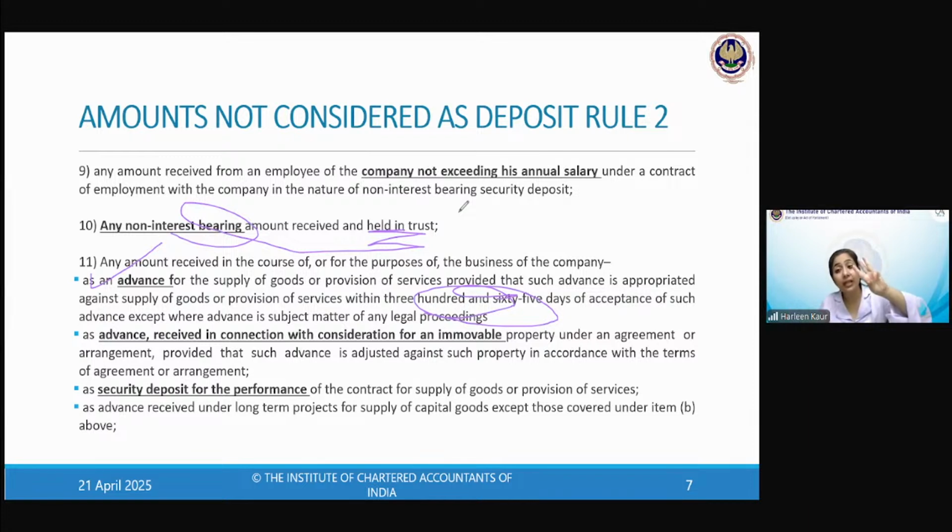If it took him 3 years to give those goods and services, then will it be considered as deposit? 10,000, yes or no?